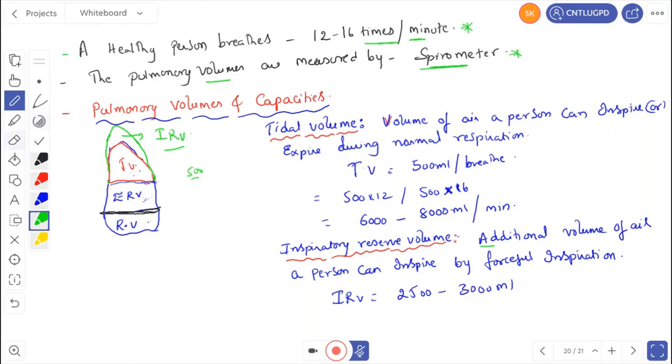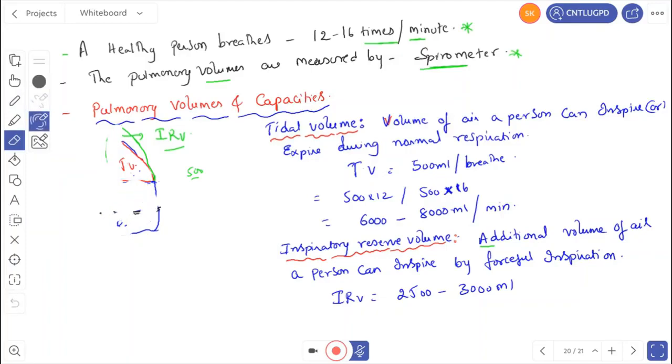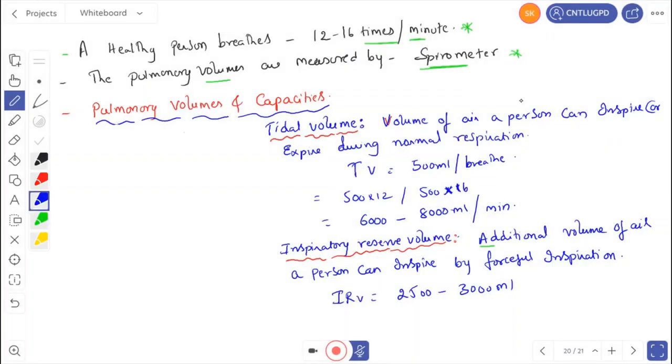I have already drawn this diagram, but again I will draw it for you. So what are the pulmonary volumes? How to measure them? I am taking one lung here as an example. I am not going to represent it as a graph. This is the lung, imagine. Already inside the lung there are two volumes present: one is the residual volume and the other is ERV, expiratory reserve volume.